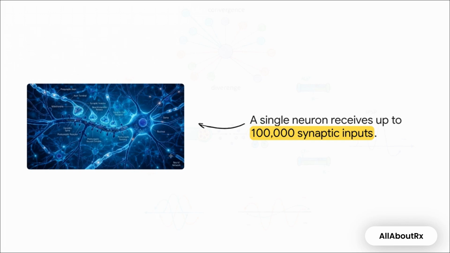And the scale of this whole setup is just mind-blowing. A single postsynaptic neuron doesn't just listen to one neighbor. No way. It can receive up to 100,000 individual synaptic inputs from thousands of converging presynaptic axon terminals. Imagine a massive conference call where one person is simultaneously receiving messages from 100,000 different people.